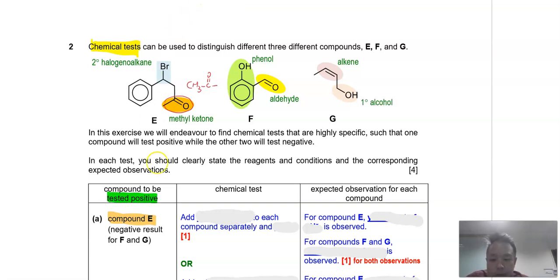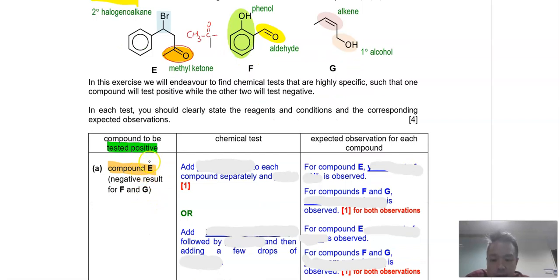And in G, you have an alkene and a primary alcohol. So in this case, we are supposed to give a positive test result for E. Almost instantaneously, you will think that I can make use of the methyl ketone and propose an iodoform test. Yes, that's true enough. I use alkaline aqueous iodine and heat it. I will get a yellow ppt of CHI3 for the methyl ketone, compound E. Whereas for F and G, because there's no methyl ketone or methyl alcohol group, you will not have any yellow ppt.